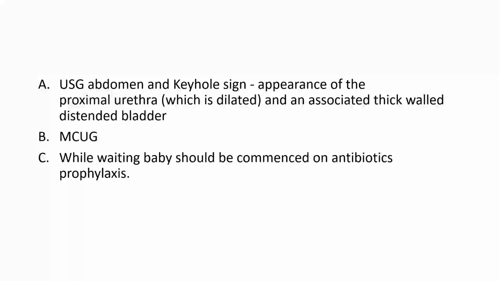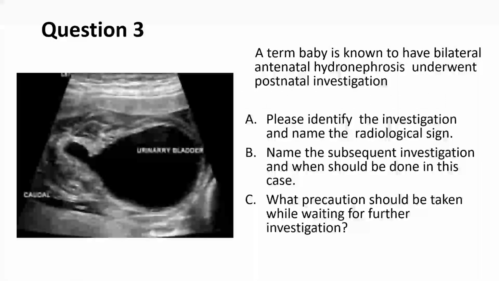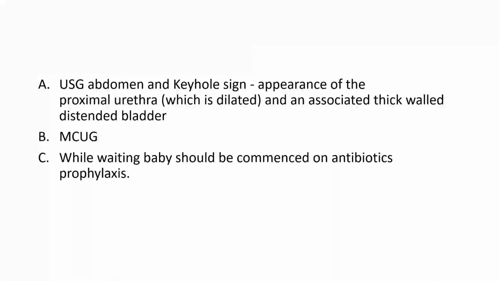And what is the age it should be done? Preferably when you suspect that there is a lower urinary tract obstruction, the ideal age of doing an MCUG is around 48 hours of age. And the answer to C, what precaution should be taken while waiting for the further investigation, is that baby should be commenced on antibiotic prophylaxis.